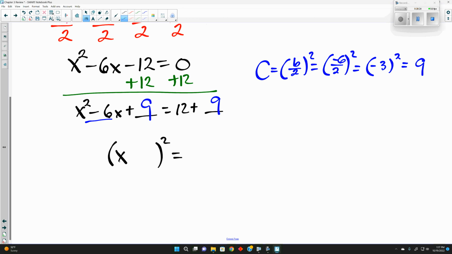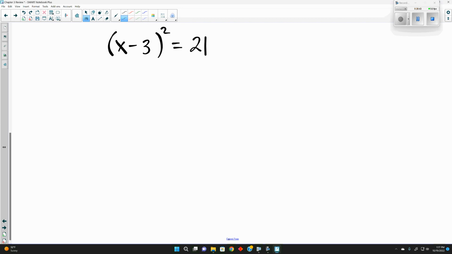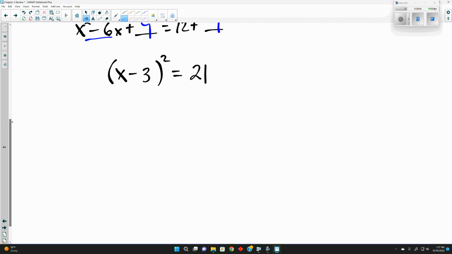Now x squared minus 6x plus 9 is going to factor to a set of parentheses squared, and the number that goes in with x is negative 3, whatever the number is that we had before we squared it to find c. On the other side, 12 plus 9 is 21. Our next step after this is to square root both sides. And over here, the square root and square would cancel, leaving us with x minus 3 is equal to plus or minus square root of 21.